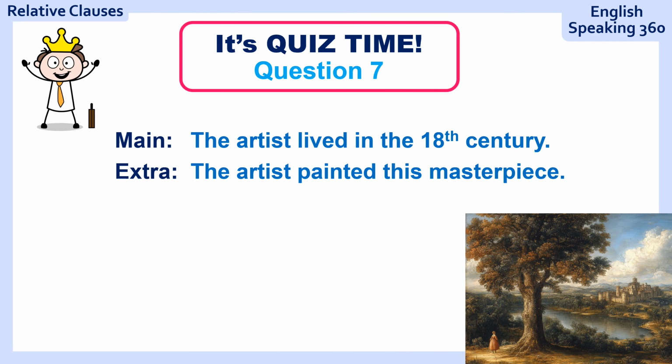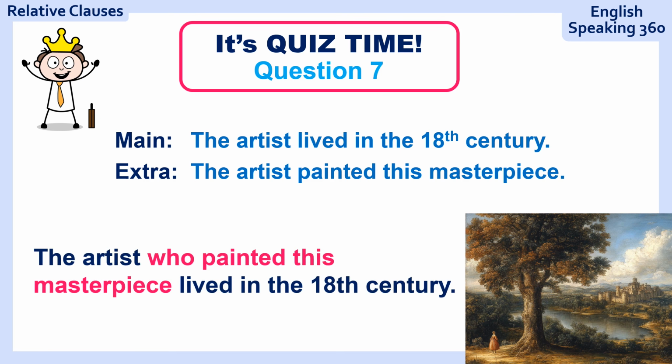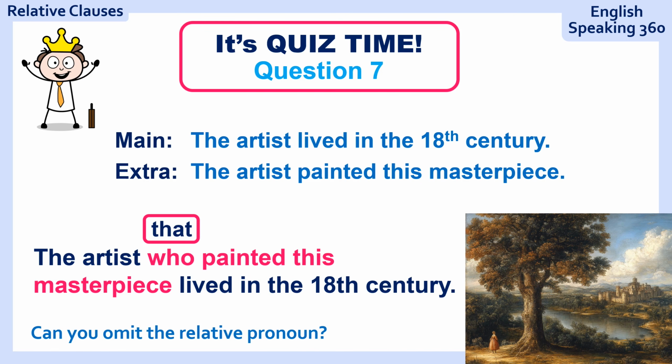Question 7. The artist lived in the 18th century. The artist painted this masterpiece. Ready? A little bit more complex here. The artist who painted this masterpiece lived in the 18th century. Do we have another pronoun? Yes, the artist that painted this masterpiece. Can you omit the relative pronoun in this case? No, you cannot, because who painted the masterpiece? The answer is the artist, and in the relative clause, who replaces the artist.